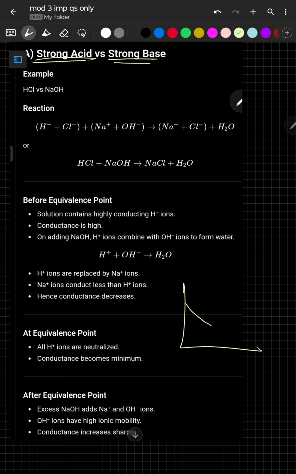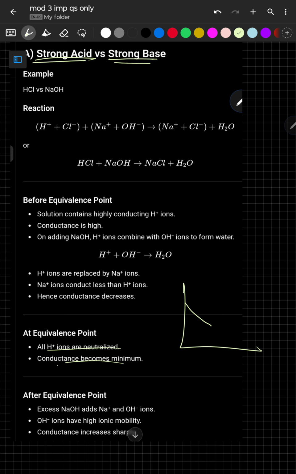Then the equivalence point is reached. What happens at the equivalence point? H plus is totally gone. Now it's only Na plus. All H plus ions are neutralized. Conductance becomes minimum.